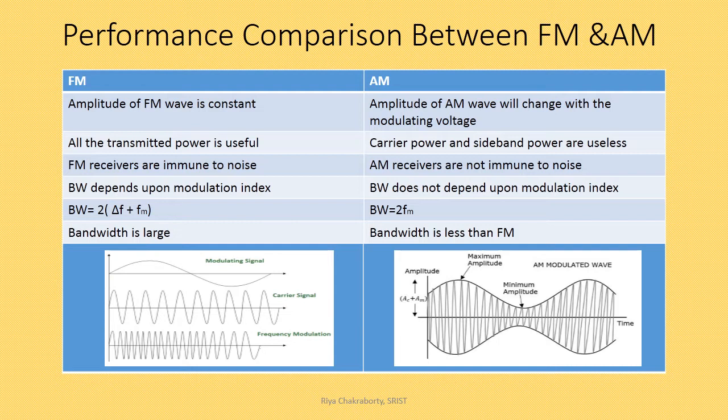Actually, we know in AM, the carrier wave is modulated in amplitude by the signal that is to be transmitted, and FM is the encoding of information in a carrier wave by varying the frequency of the wave. So, FM is the encoding of information in a carrier wave by varying the frequency of the wave.